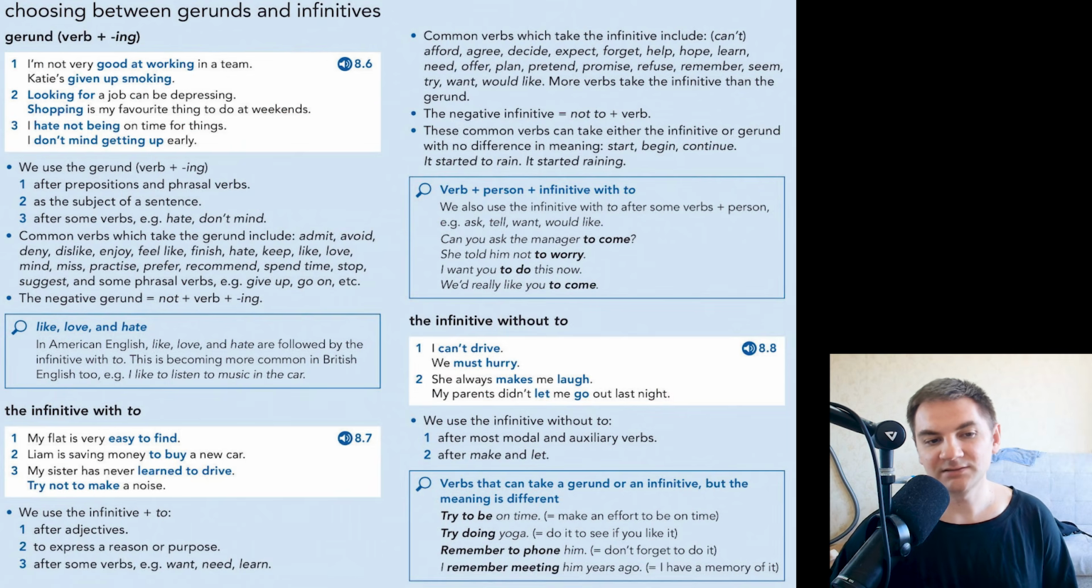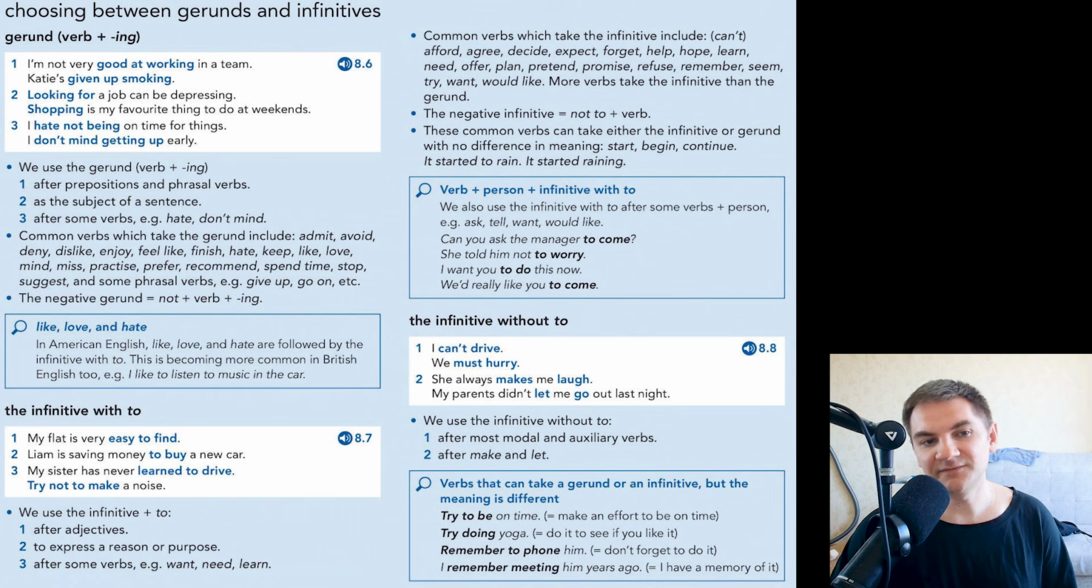Next is like, love, and hate. In American English, like, love, and hate are followed by the infinitive with to. This is becoming more common in British English too. For example, I like to listen to music in the car. Or of course, you can say, I like listening to music in the car. So here it's not a big deal.